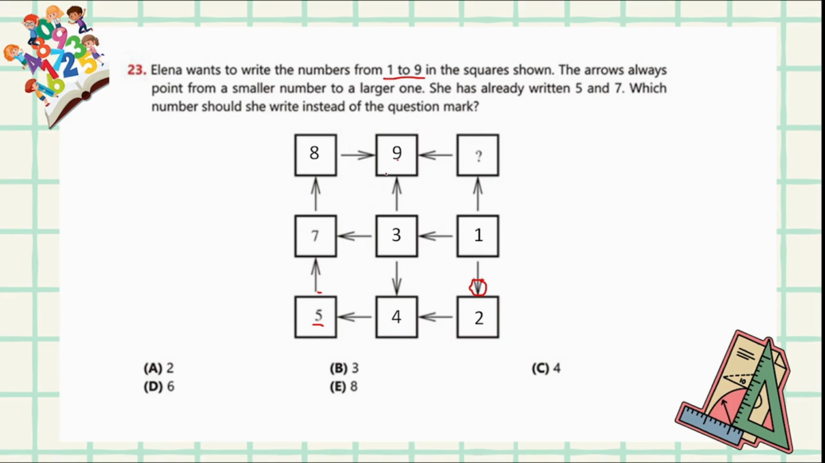There is no smaller number in the upper left or lower box of the 3 because the arrows are heading towards these sides, and the 1 is smaller than 3. So we can write 6 in this box, and then we can check the sides as well. All the numbers should be according to the arrows. So option D is the correct option here.